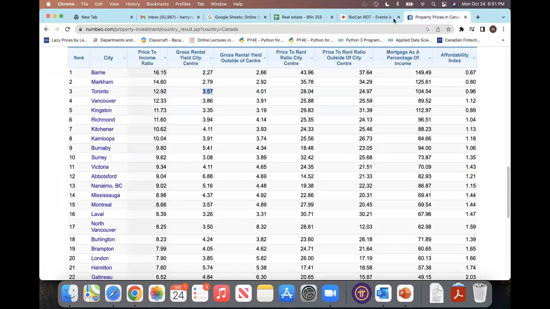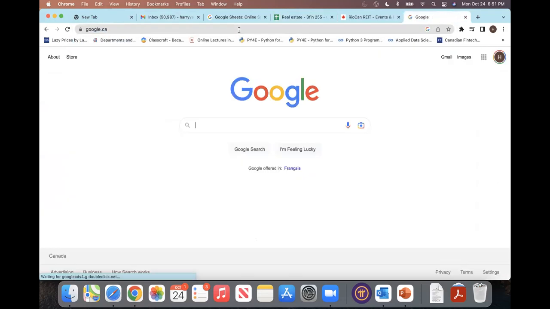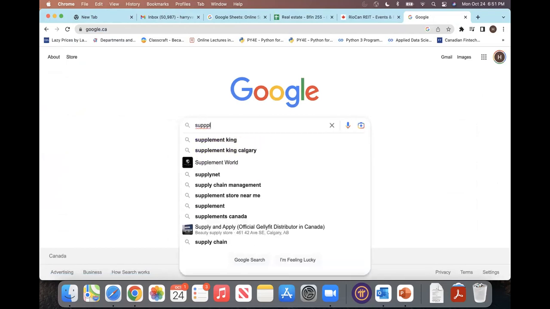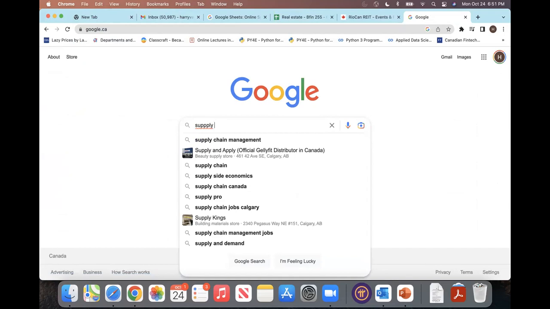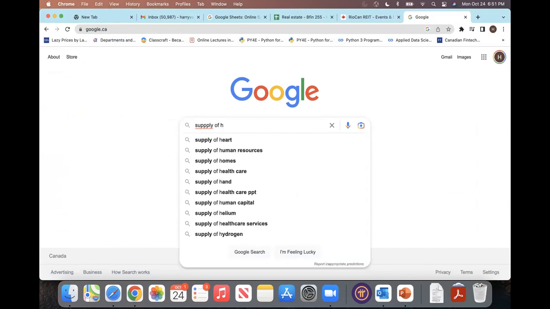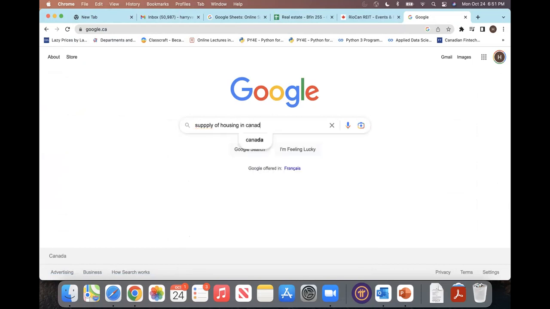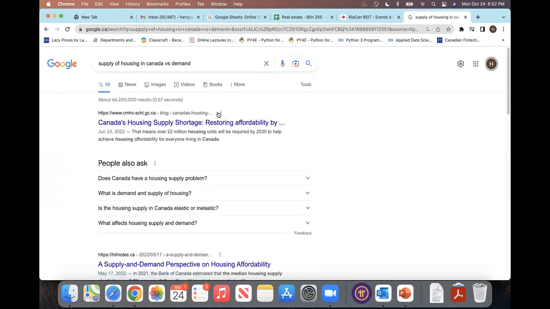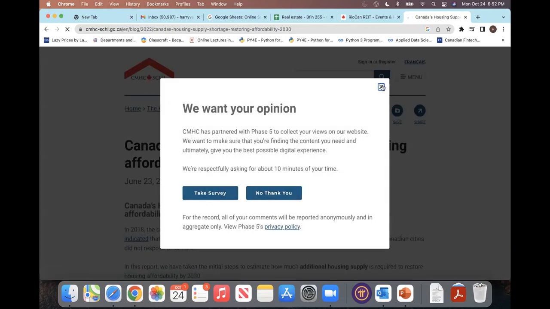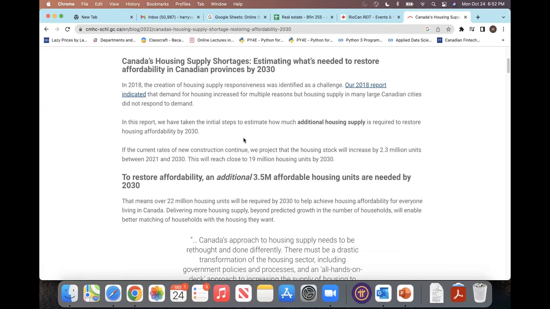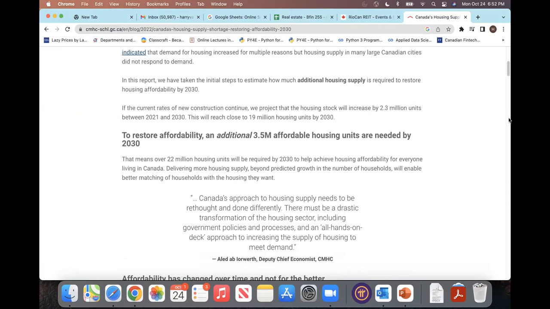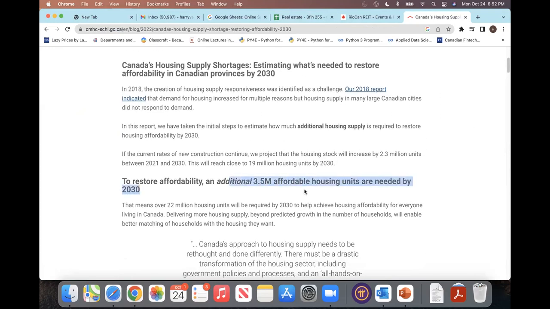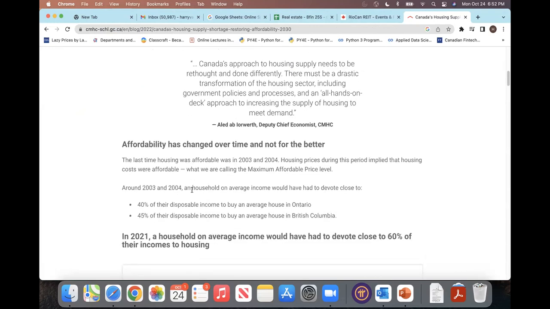There are a lot of articles about it. Amongst the G7 countries, we have the lowest housing supply. You can research that, but this is a problem we have been facing for quite some time. For example, looking at the immigration patterns and the population growth that we have, we require about 22 million houses in total, but 3.5 million additional affordable houses need to be constructed by 2030, and we are not hitting our targets.